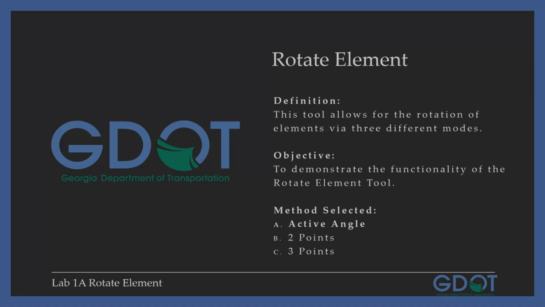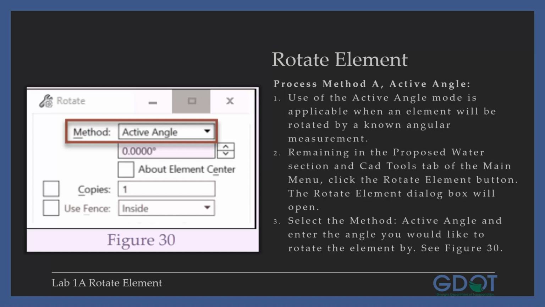The methods that will be the topics of discussion are the active angle method, rotate by 2 points method, and rotate by 3 points method. Use of the active angle mode is applicable when an element will be rotated by a known angular measurement.